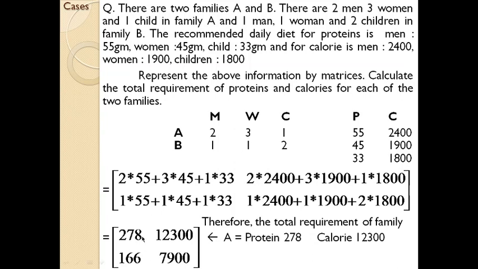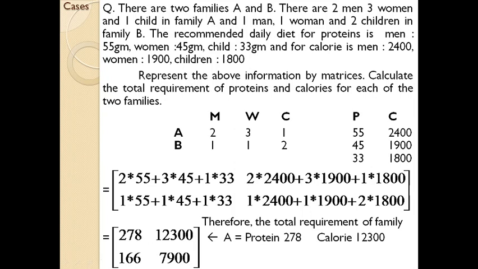You may get these values in this case or in cases similar to this situation, but you need to interpret which amount represents what. That's a very important concept. Here the first row represents the details regarding family A, and the amounts within that row represent the protein as well as calorie requirement of family A.